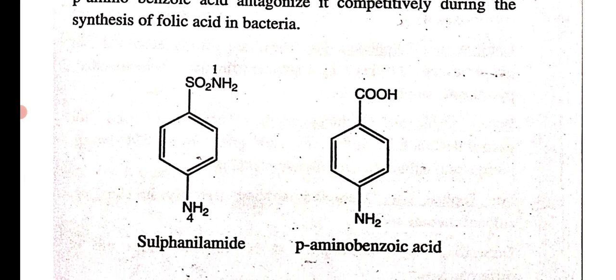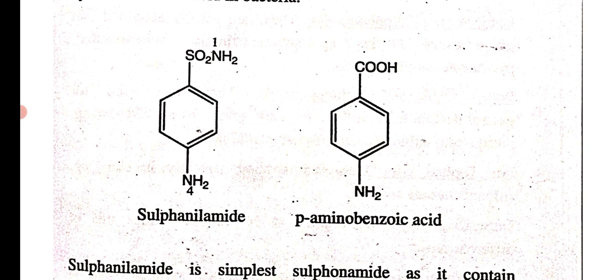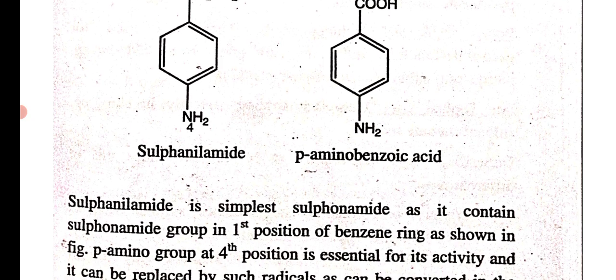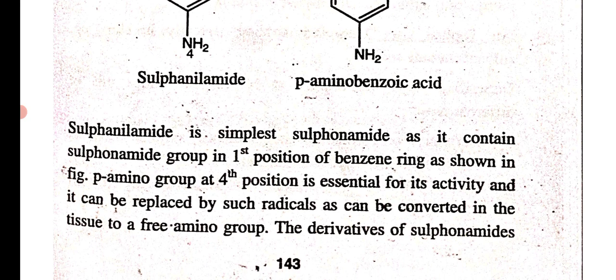The most effective sulfonamides used as therapeutic agents are sulfanilamide and para-aminobenzoic acid. Sulfanilamide is the simplest sulfonamide, as it contains the sulfonamide group at the first position of the benzene ring, as shown. The para-amino group at the fourth position is essential for its activity, and it can be replaced by such radicals as can be converted in the tissue to a free amino group.